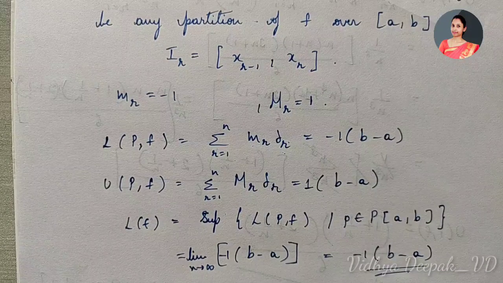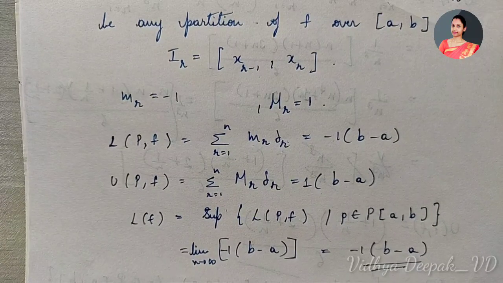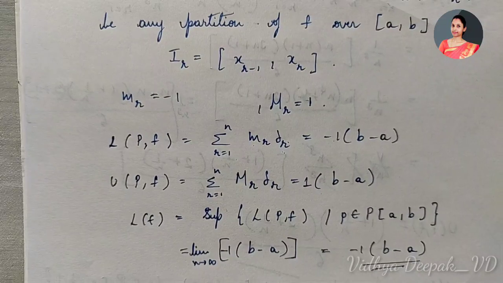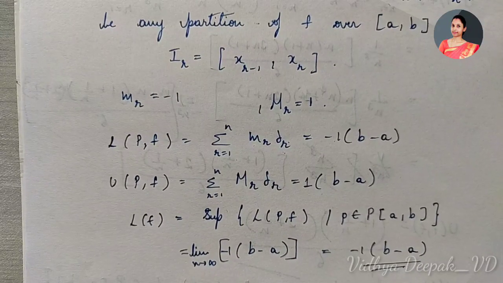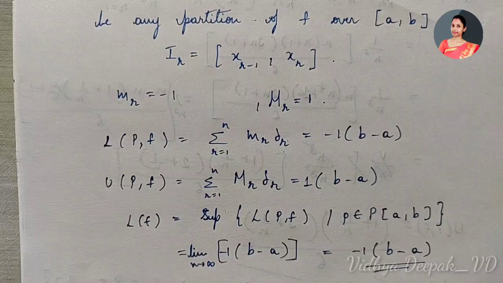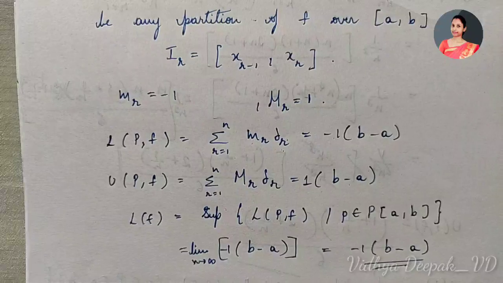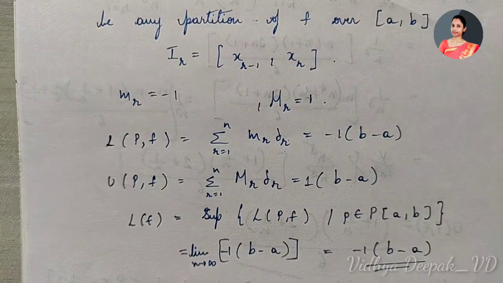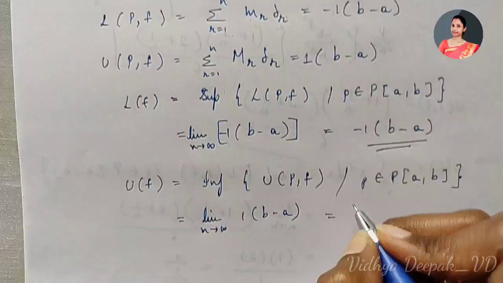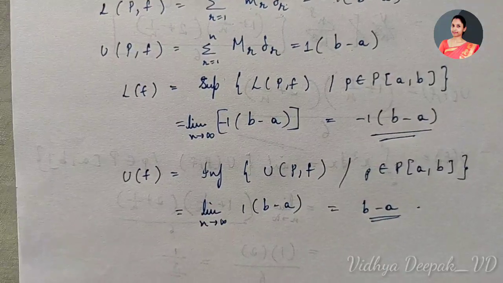Okay. So now U(P, f), U of f. So what is U of f? The infimum of U(P, f) such that P belongs to the set of partitions of [a, b]. Now again the limit as n tends to infinity. We already have the U(P, f) value found out. What is that? 1 into b minus a. It's nothing but b minus a. We don't have n here to substitute the limit. So we will write it as b minus a.